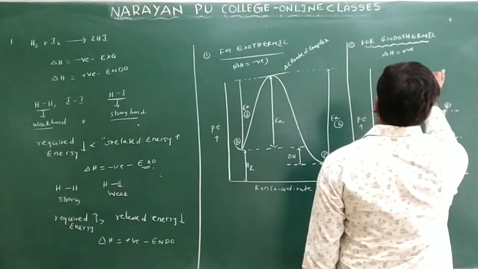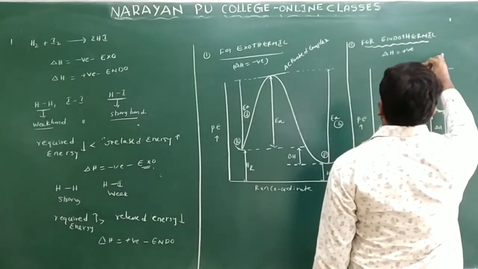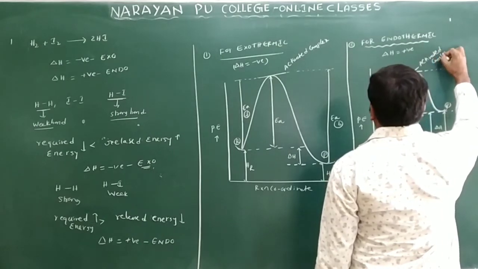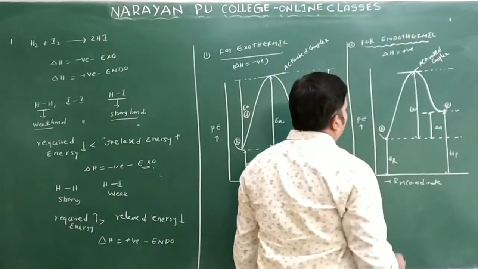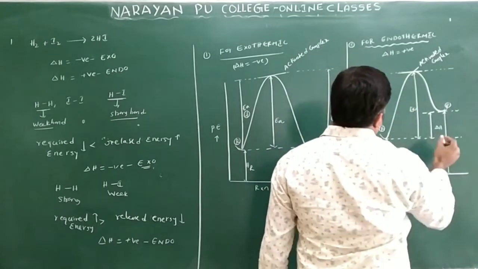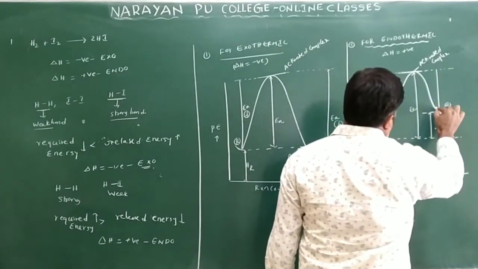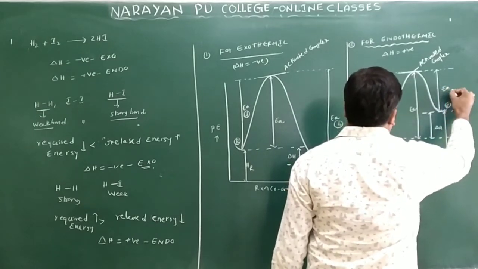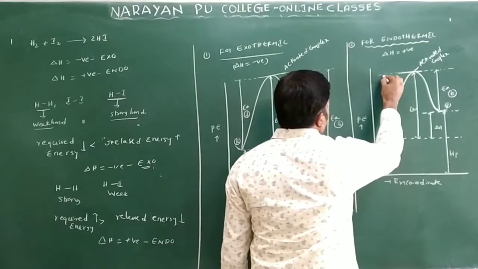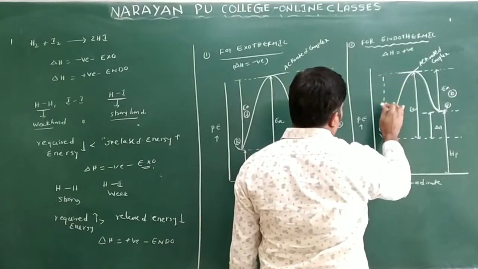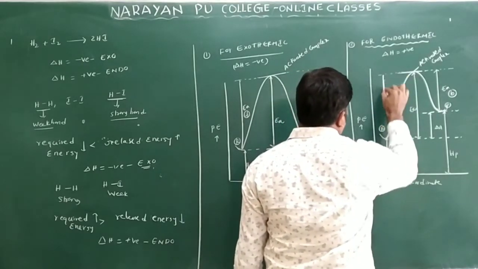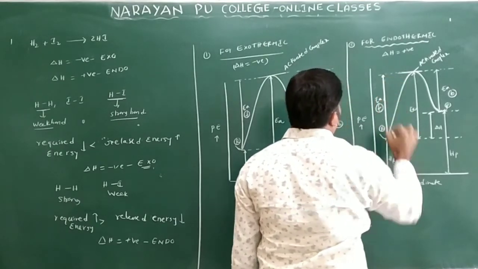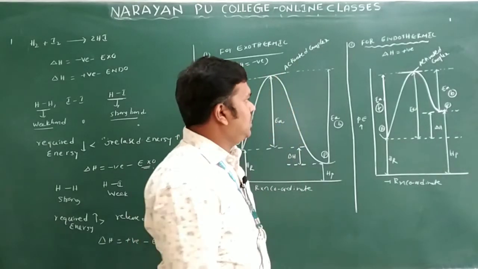This is an activated complex. Now we want to extend this graph like this. This is the activation energy for the backward reaction. And if we take one line here, this is the activation energy for the forward reaction. Both are there.